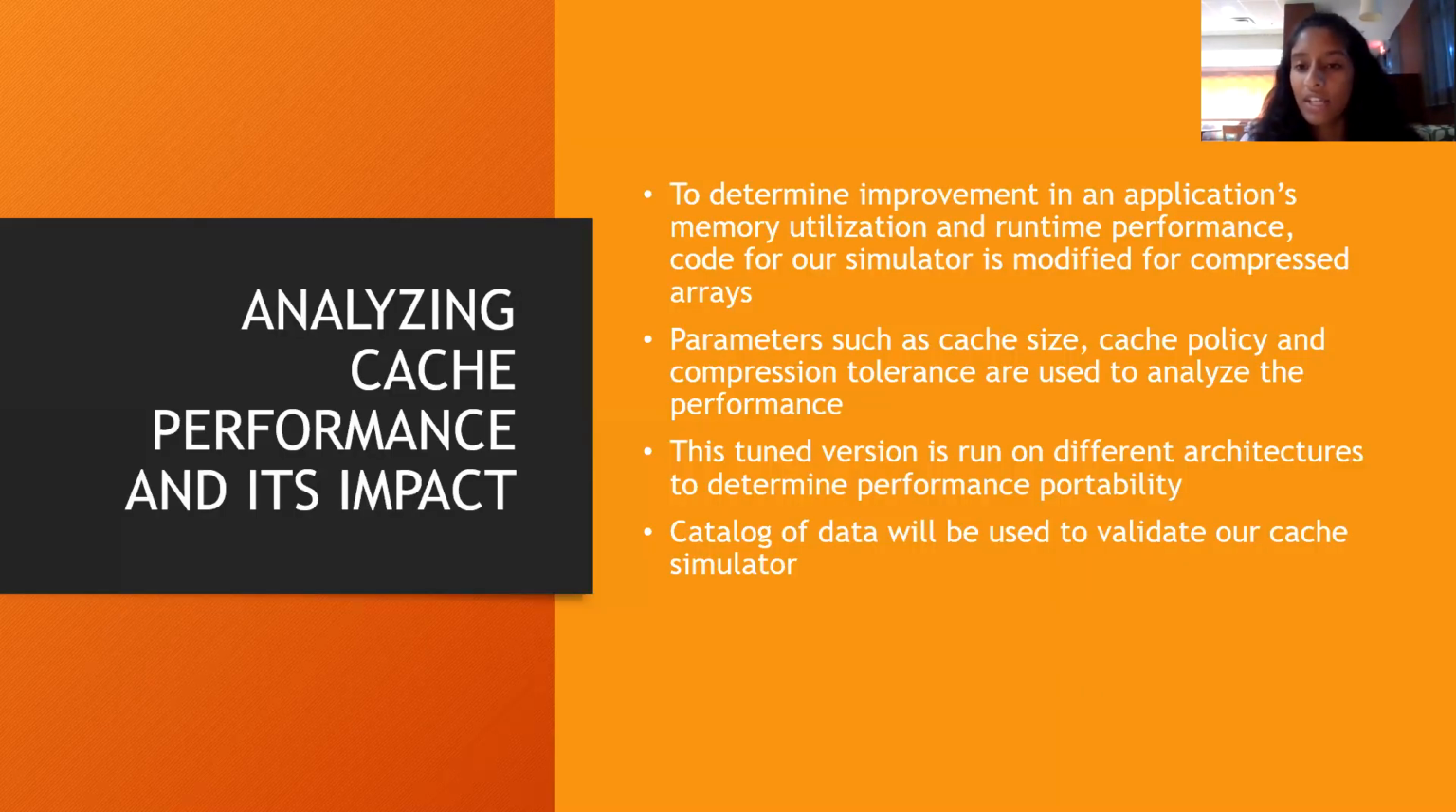Now, this data will help us understand how to improve an application's memory utilization or its runtime performance, as the simulator will help us gauge from the different cache sizes and different policies what is to be changed or modified. This tuned version based on a specific cache size and policy can then be run on different architectures to determine the performance portability of that application. And this catalog of data can be used to validate our cache simulator and thereby help in improving the runtime performance of applications.